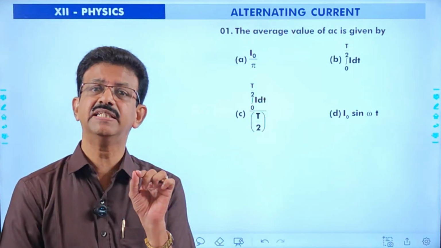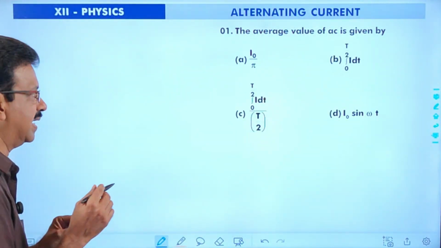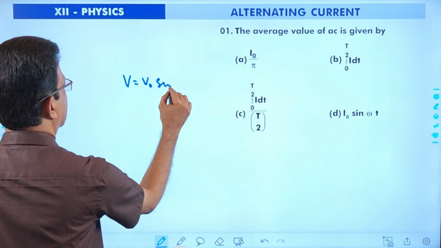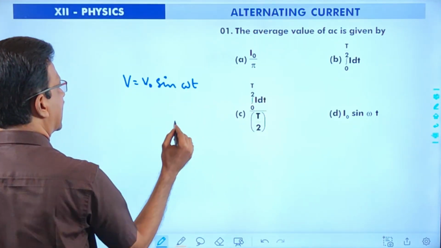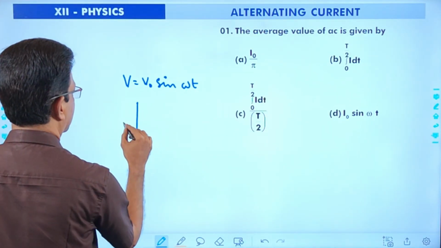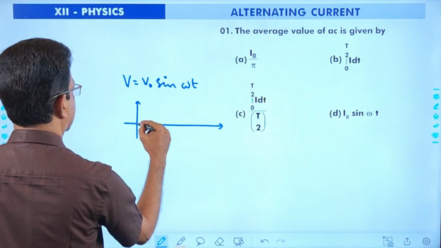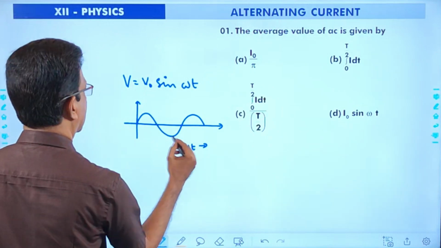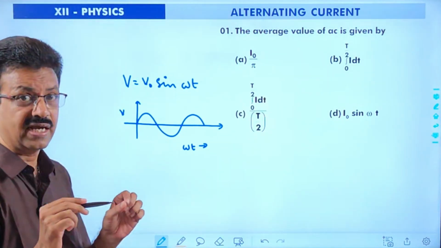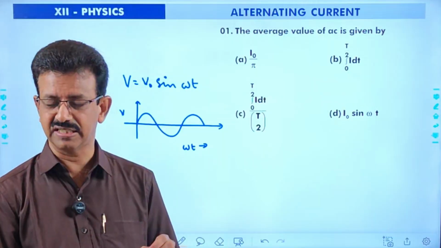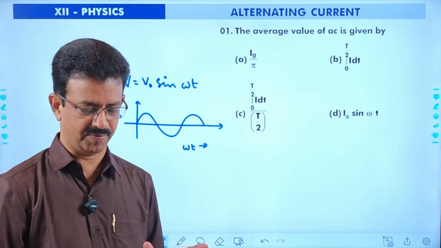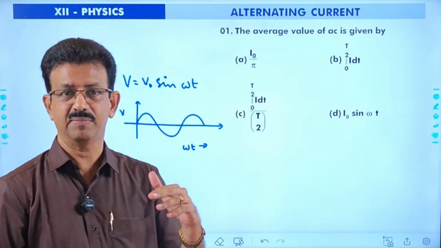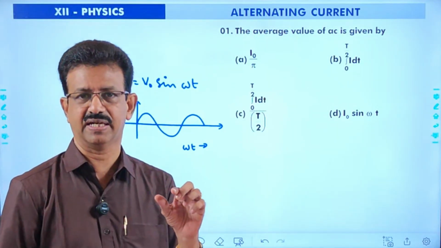The instantaneous voltage in an AC supply is given by V equals V0 sine omega t. And plotting the graph, we will get the shape of the graph like this. Omega t and voltage. That is, it will have different values at different instants, or the graph is a sine wave. Therefore, considering one complete cycle, the average value becomes 0. Positive half cycle and negative half cycle are there.